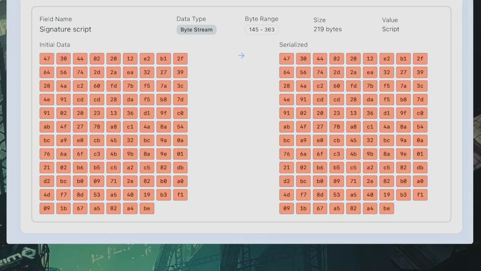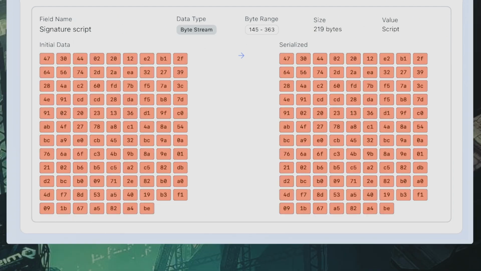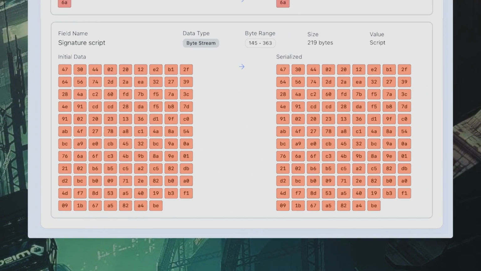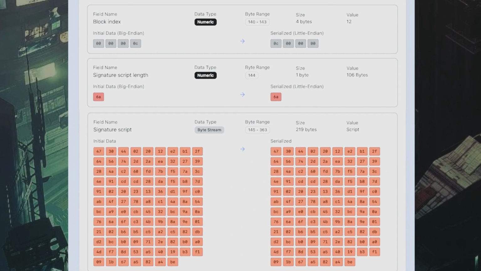Since hashes and scripts are byte streams, they have no inherent endianness. Although scripts can, and often do, contain numbers, these fields are treated as byte streams during transaction hashing and therefore remain unaffected by the endianness conversion. To understand why this happens, it helps to think in terms of decimal numbers rather than hexadecimal values.